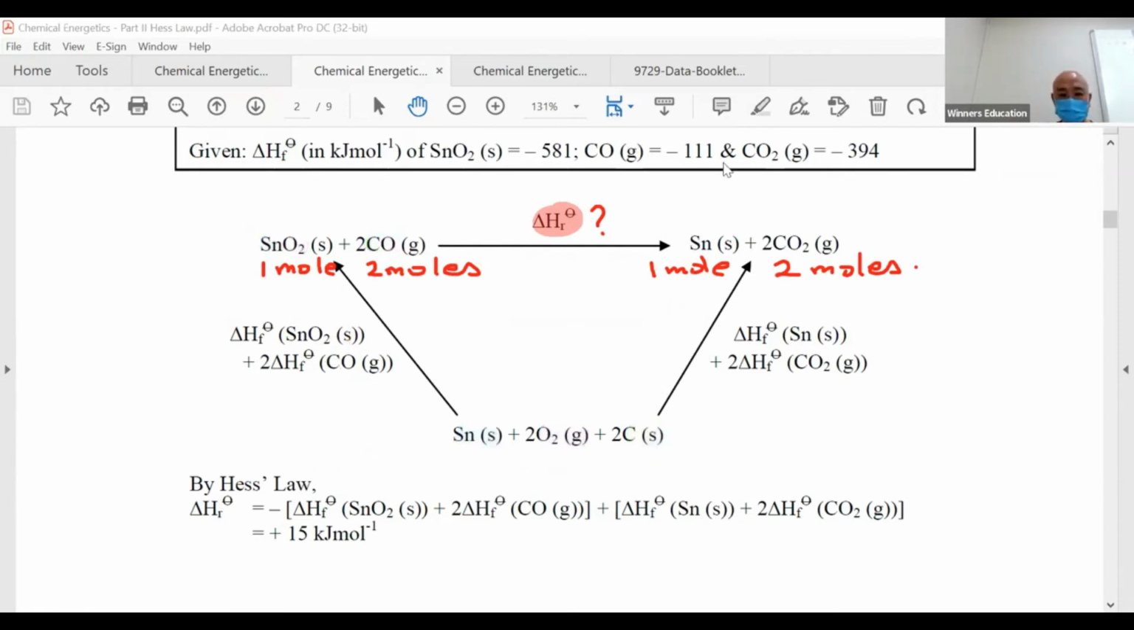So here we go. If I use color to show you again. Right? This SnO2 is 1 mole, right? So it is formation of 1 mole. This carbon monoxide is 2 moles. So make sure here times 2. And on this side is formation of tin, 1 mole. All right, so formation of tin, which we know the value is 0. And this side is 2 moles of CO2.